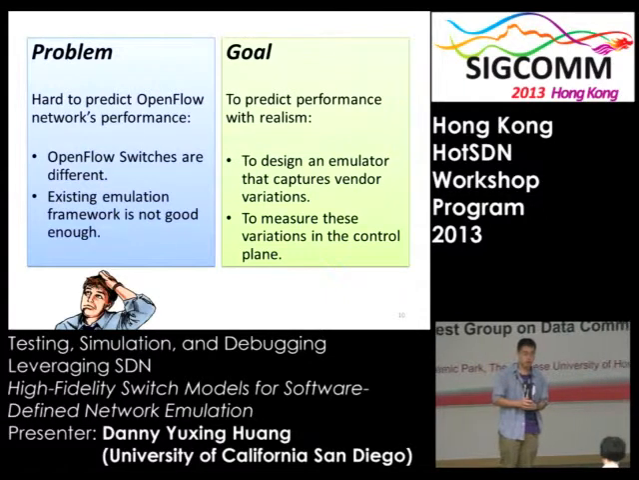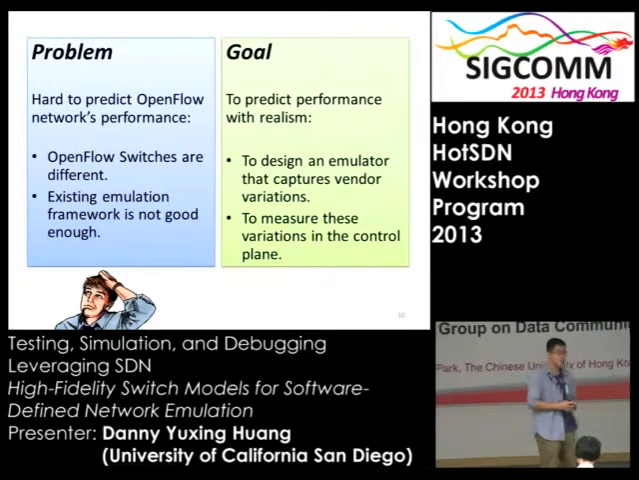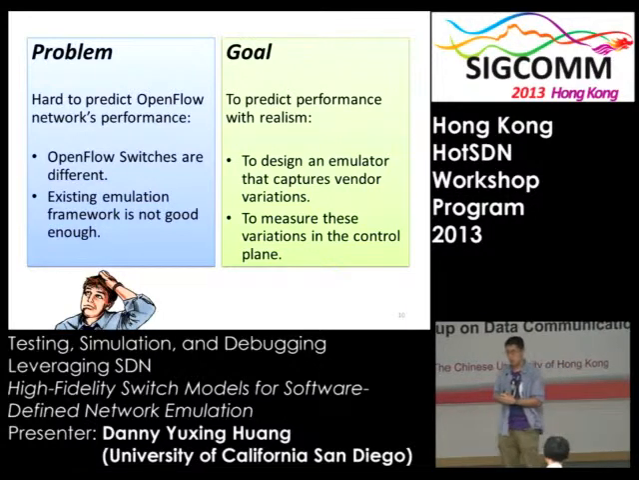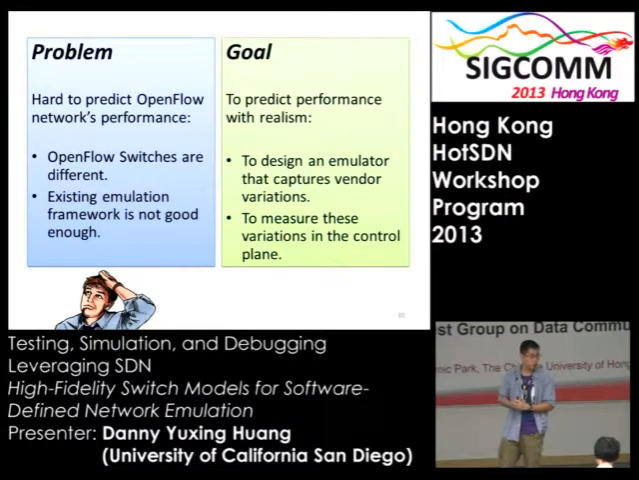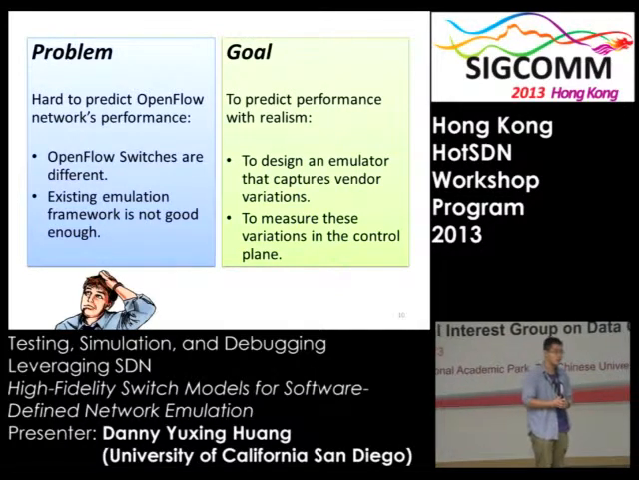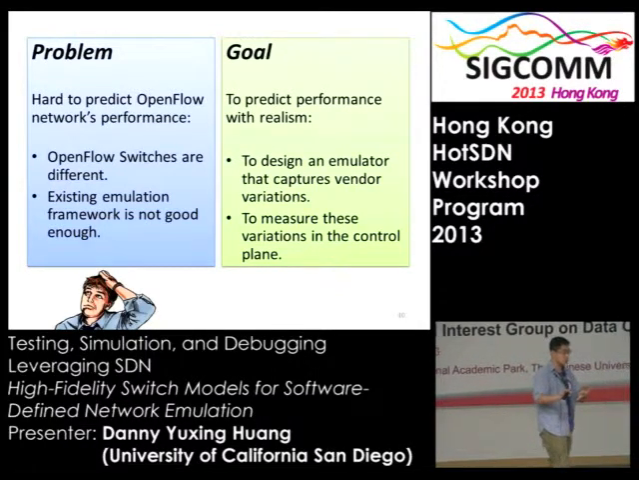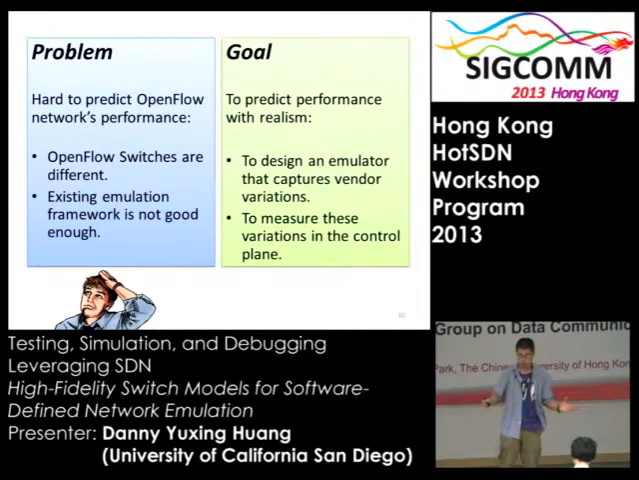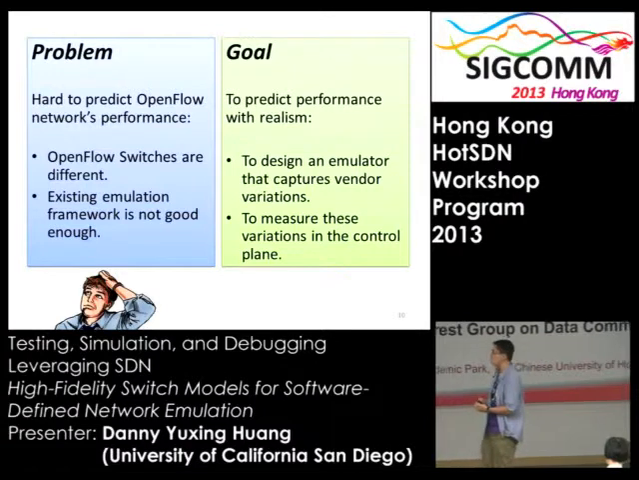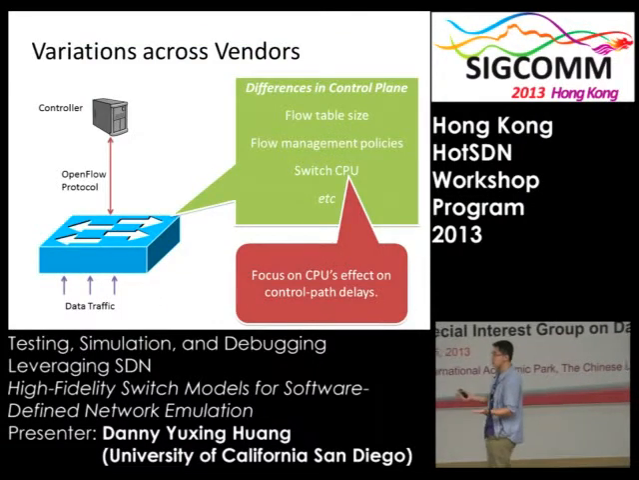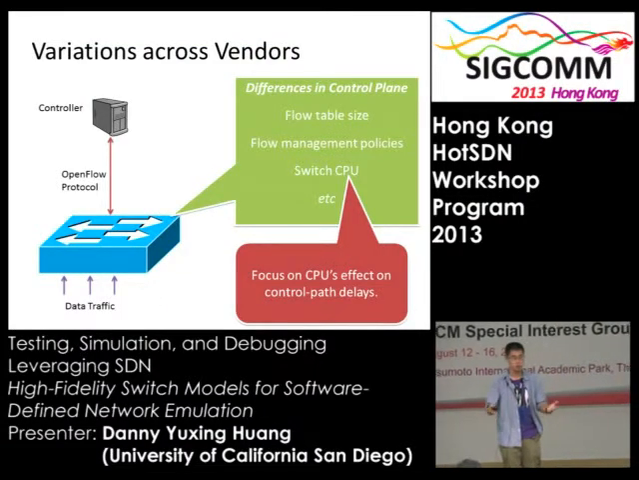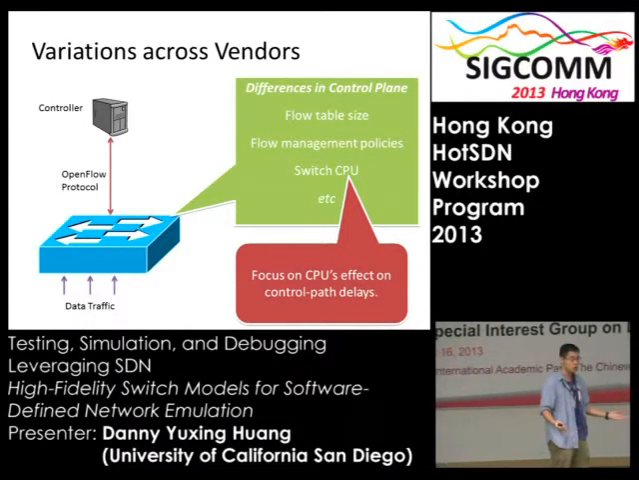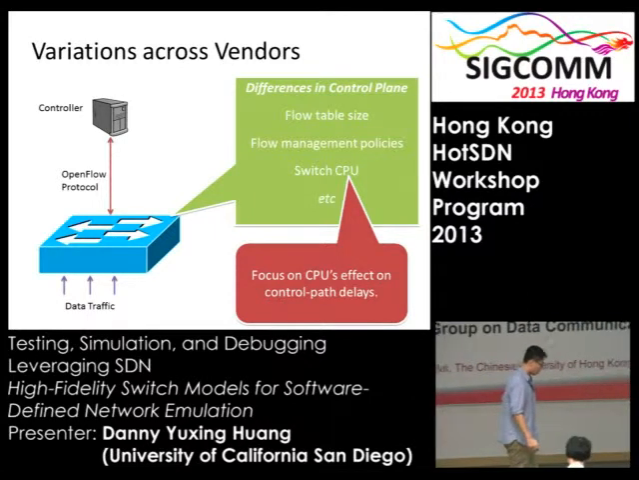So our goal is to be able to predict the performance of OpenFlow networks. Our goal is to build an emulator that would capture the performance differences across different vendors. But before we can start building the emulator, we need to first ask, what are some of these performance variations? Examples include flow table sizes. If a switch has a smaller flow table, it can hold fewer active flows. Fewer active flows, more flows have to go through the controller, slower performance.